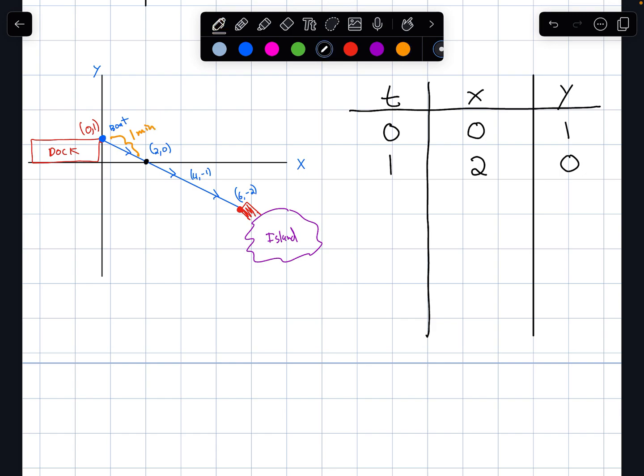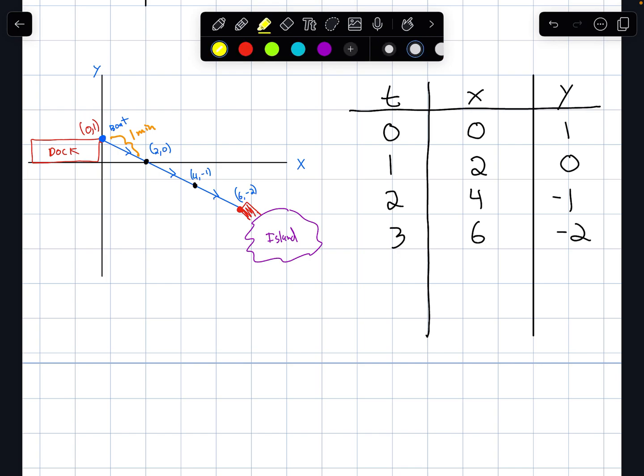Then let's say at time equals 2 minutes, we made it to the next coordinate, 4, 1. So we have 4, negative 1. So at some point we make it to that coordinate 4, negative 1. It takes us a minute to get there. We're going in a constant direction. And then at t equals 3 minutes, we make it to the coordinate 6, negative 2.